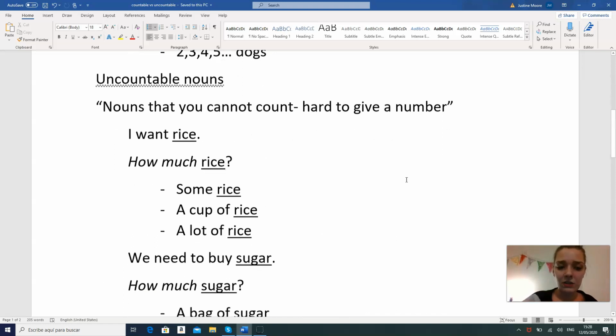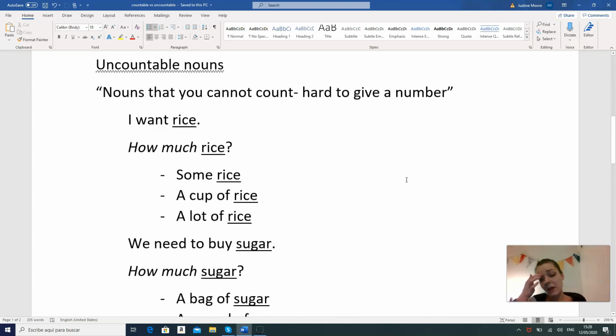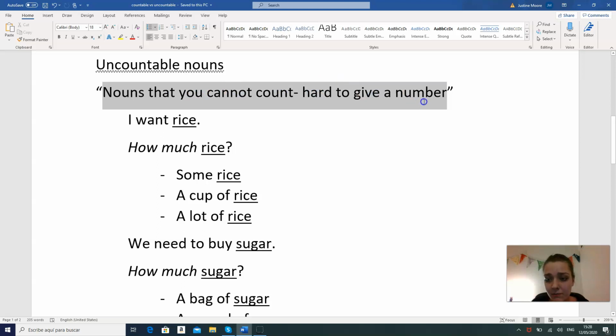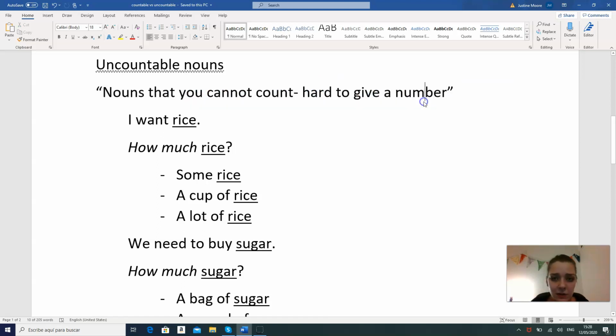So next, we're going to look at uncountable nouns. Uncountable nouns are nouns that you cannot count. It's hard to give them a number. We'll explore this with the first sentence. I want rice. The noun is rice. Rice is uncountable. You cannot ask how many rice, 1 rice, 2 rice. No, 1 rice, 2 rice, that makes no sense.